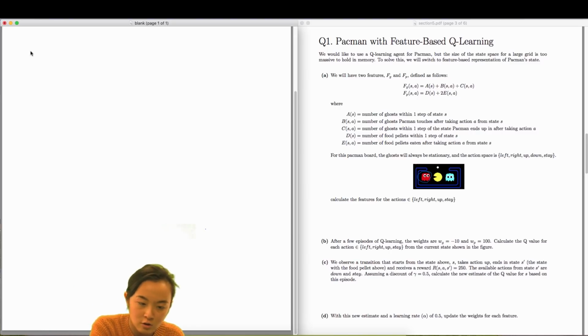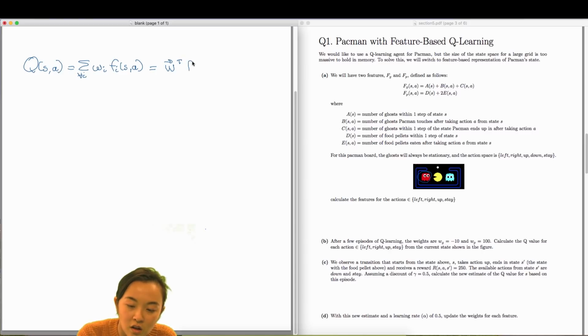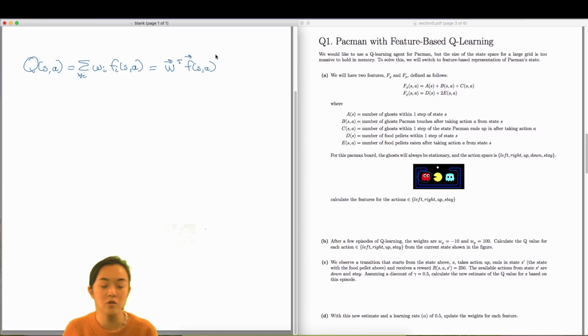Okay, so if you recall, in approximate Q learning, the Q value is defined as just the weighted sum of all features calculated for that state action tuple. And so in vector notation, we can write this as the dot product of the weight vector and the feature vector corresponding to that state action tuple. Okay, so this will give us enough to solve part A and B.